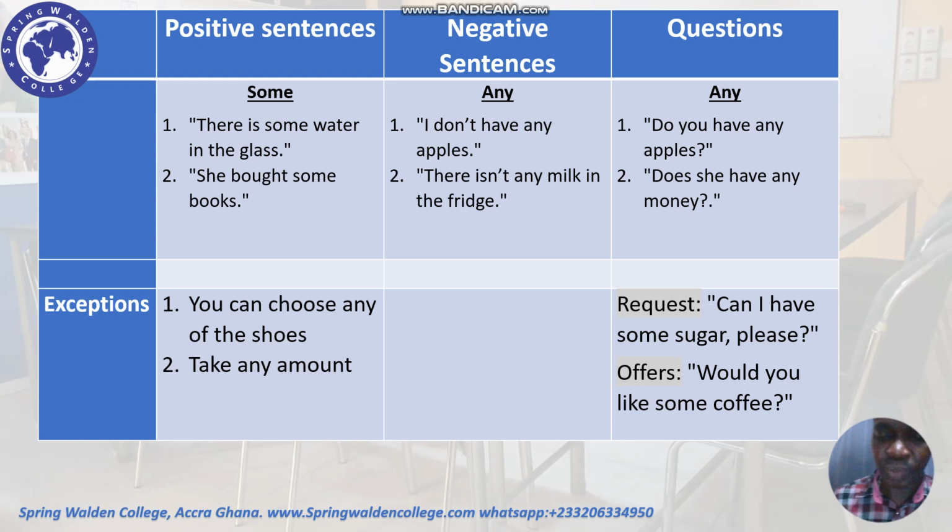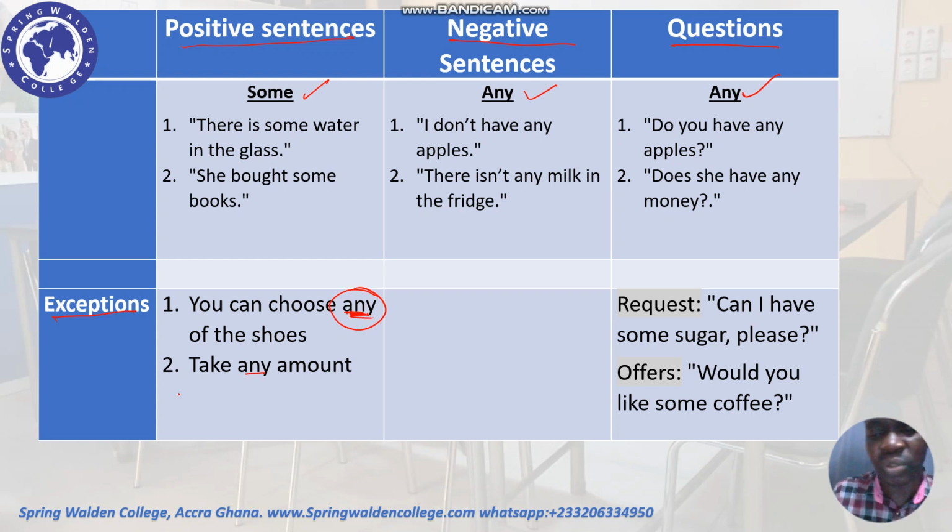Okay, good. Now we've summarized the rest in a table form. So positive sentences go with some, negative sentences go with any, and then questions also go with any. You can read the examples. Now what I'm interested in is the last one, exceptions. Look at this sentence. It's a correct sentence. So you can choose any of the shoes. You are being given an opportunity to make your own decision, to choose between two things. So you can say you can choose any one you like. So in this context, any is correct.